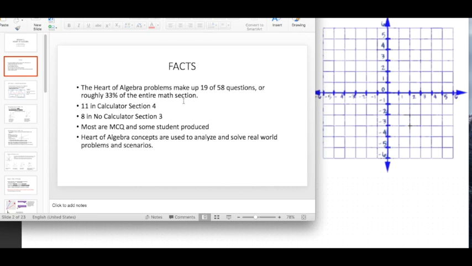11 in your calculator section, which is section 4, and you have 8 in your no calculator section, which is section 3. Please be advised that most of your questions on the SAT are multiple choice questions, but in the math section you have a few grid questions, or we call it student produced questions. Also note that the concepts of Heart of Algebra are used to analyze and solve real-world problems and scenarios.